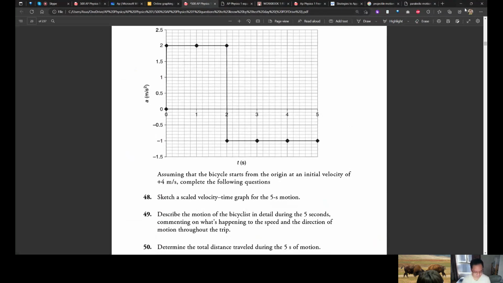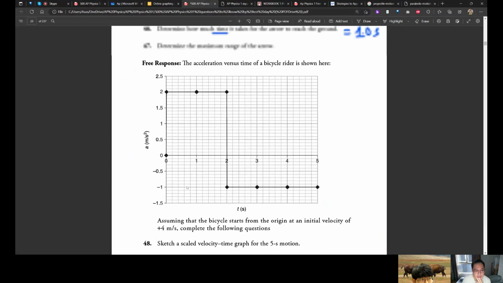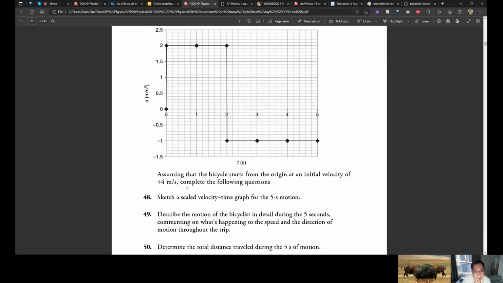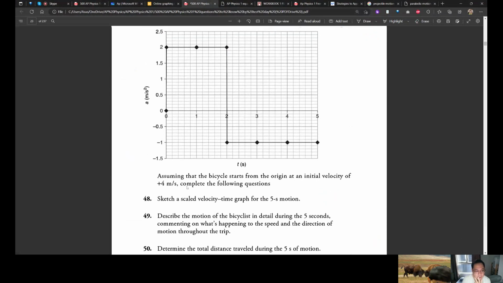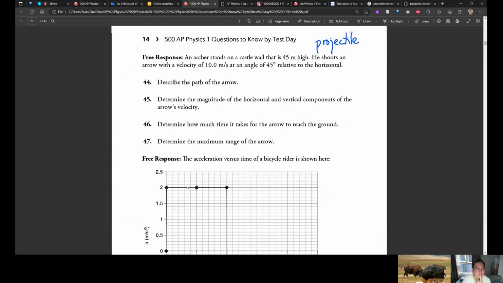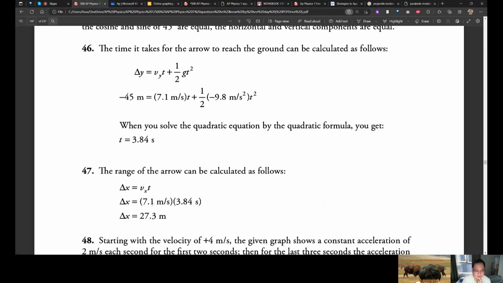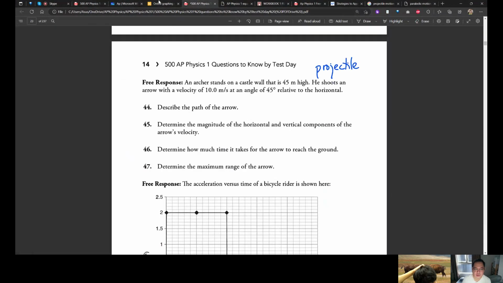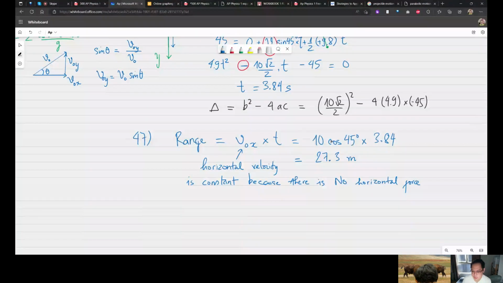Okay. You asked for what equation? Yes, 47. 47, determine the maximum range of the arrow. 7.1 is the horizontal velocity, calculated by multiplying 10 here with the cosine of 45 degrees.